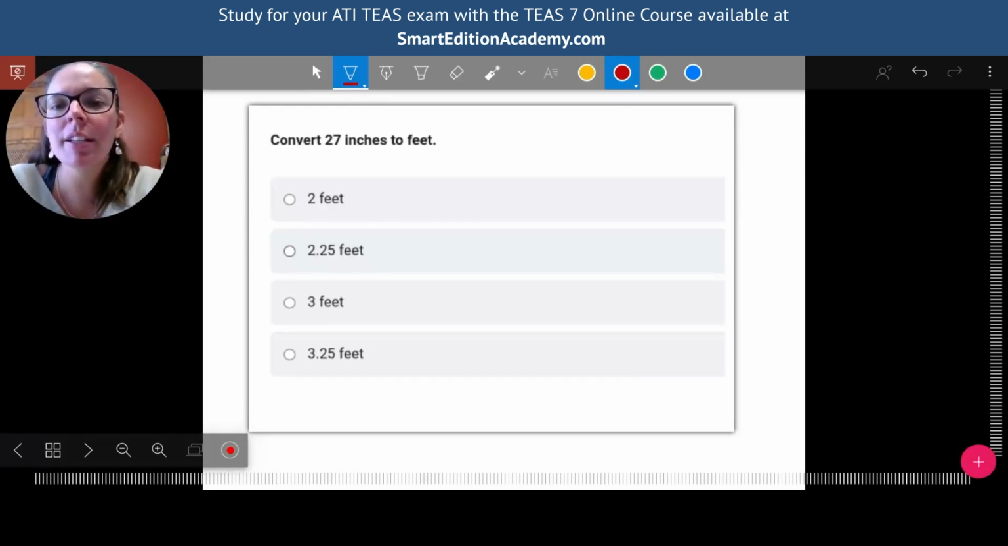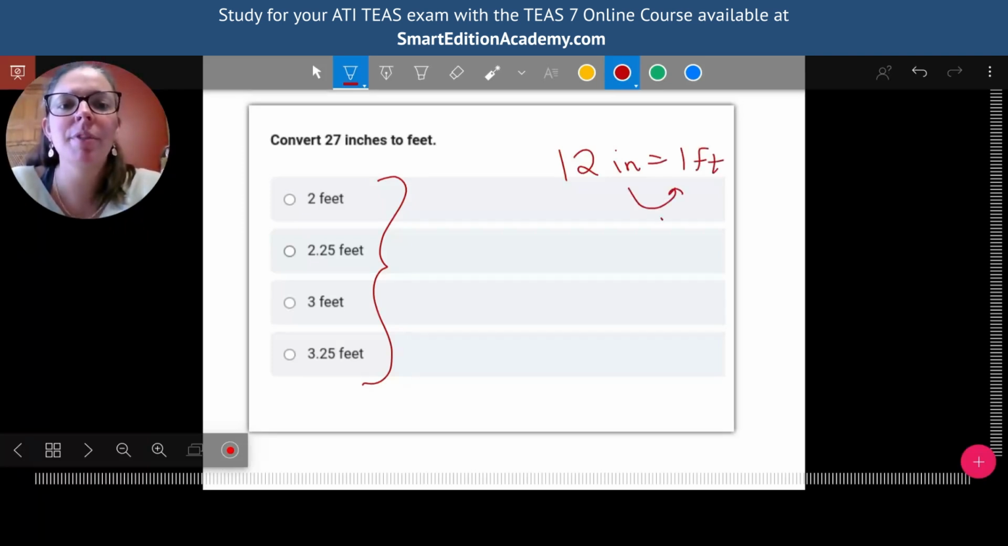In this one, it's nice to look at the answers before we try to solve it, just to get an idea. All of these are decimals, so all I have to do is use my conversion, and my calculator should be able to help me here. So 12 inches is equal to 1 foot. So if I'm going from inches to foot, I am dividing by 12.